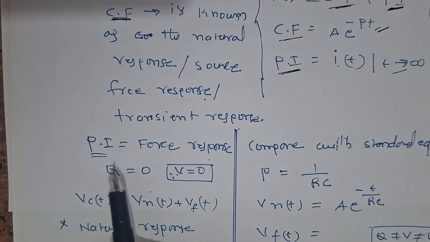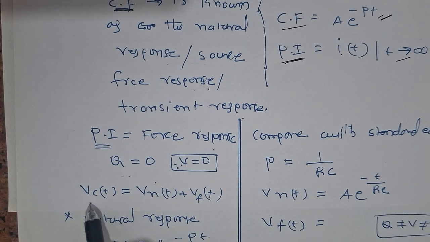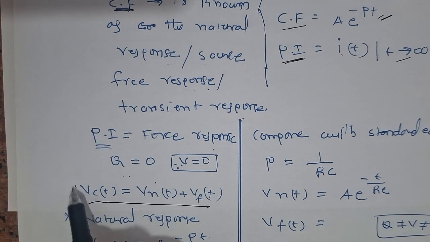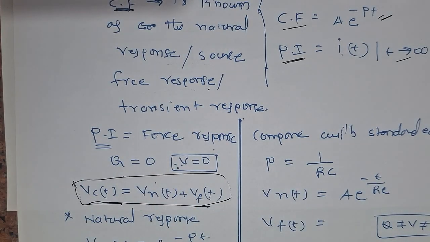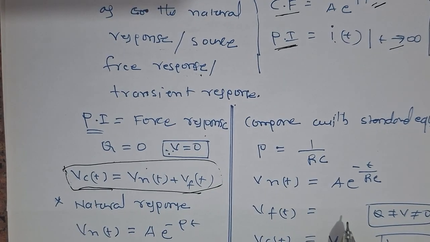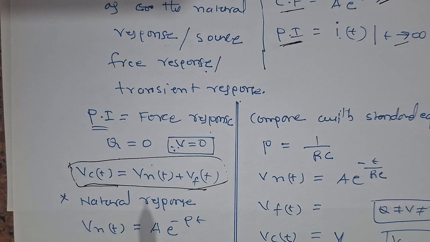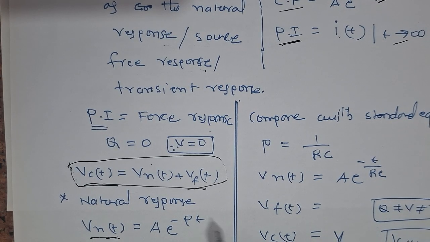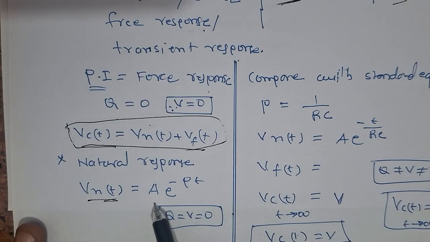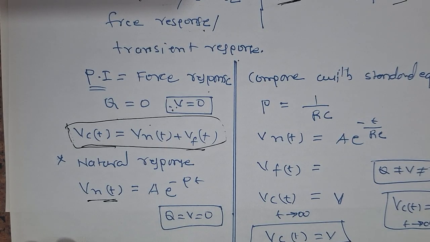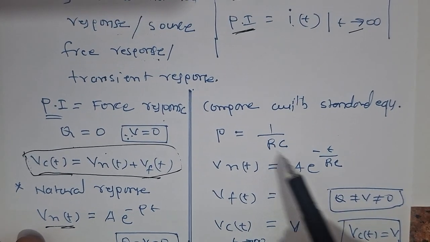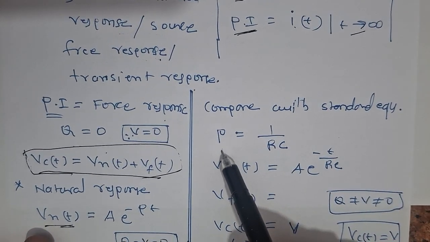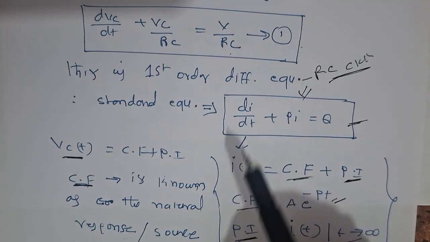Now we have to substitute and find the total response by substituting these two, the natural response and the forced response. The natural response vn(t) is equal to A e power minus t. When you compare it with the standard equation, where q is equal to 0 and v is equal to 0, you get this equation for p.